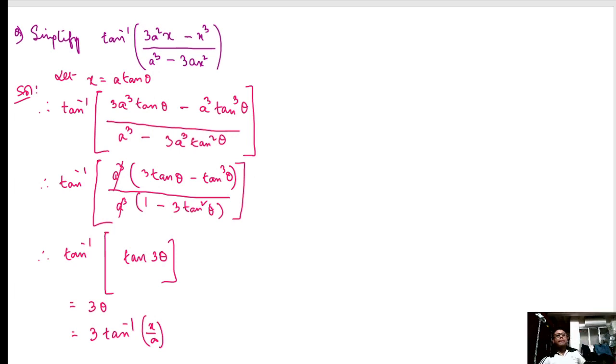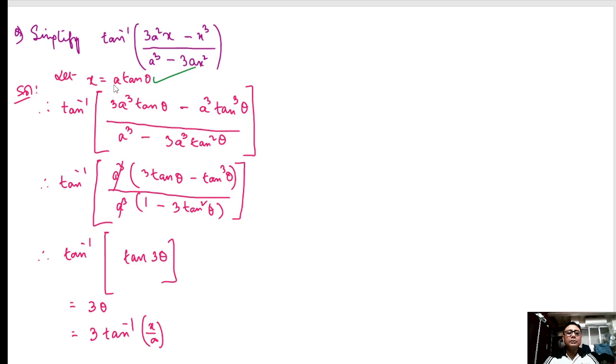Next, tan inverse 3a square x minus x cube by a cube minus 3ax square. So let us put x equal to a tan theta. Why? Please note here that our target will always be to go to a particular formula so that we can use it. Our target will be to always go towards a particular formula.